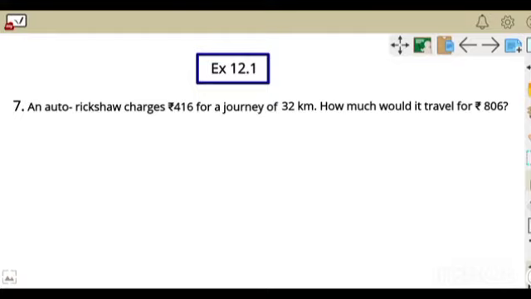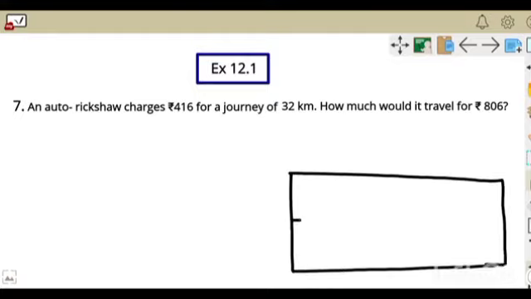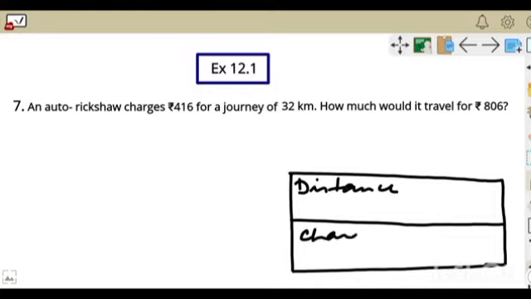First, I'll draw the table here. Here I'll write distance. Below that I'll write charges. Here journey means we are talking about the distance only. Here distance is measured in terms of kilometer, so let me write here in kilometer. Below that, charges are in terms of rupee, so I'll write here in rupee.